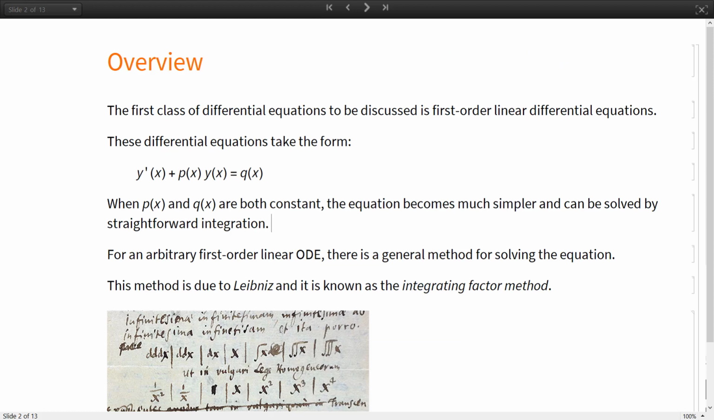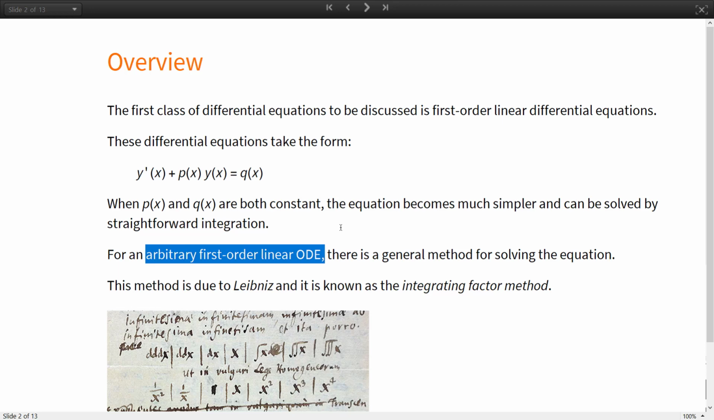The first class of differential equations that we will study in this course is first-order linear differential equations. These are differential equations of the form given here, where p of x and q of x are arbitrary functions of x, while y of x is the function we are trying to find a solution for. In the special case where p of x and q of x are constants, the terms involving x and y of x can be separated, and integration can be used to find an expression involving the solution. For an arbitrary first-order linear ODE, where p of x and q of x are not constant, the integrating factor method of Leibniz can be used. Both of these techniques will be discussed in this lesson.